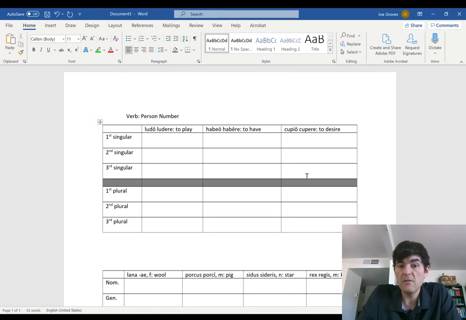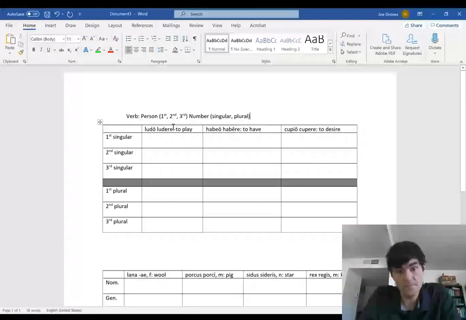Now, first of all, person is going to be either first person, second person, or third person, and those are the only options. For number, well, you might think first, second, and third sound like numbers, so that's what I need to put for number, but no, number is either singular or plural, and nothing else. And that's all you can really have for your verb form ID. So you need to say first, second, or third person, singular or plural.